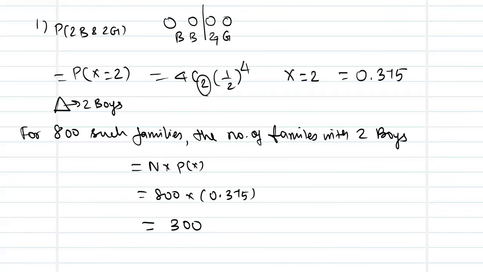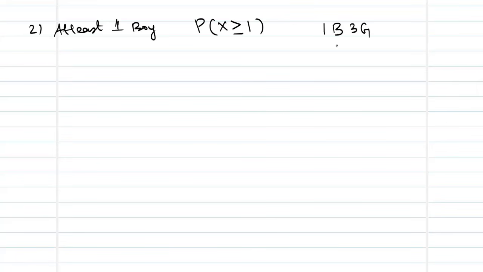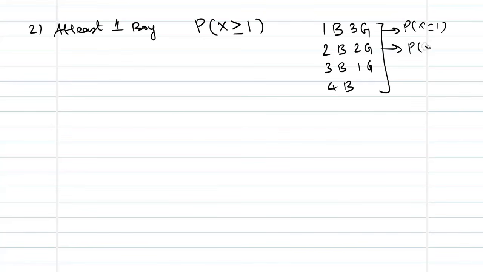Now moving on to the next subdivision. We want the question to have at least one boy. So what does this mean? Probability of X greater than or equal to 1. In which case we can have 1 boy and 3 girls, 2 boys and 2 girls, 3 boys and 1 girl, or all the 4 to be boys. Now computing this is nothing but probability X equal to 1. Computing this is probability X equal to 2.